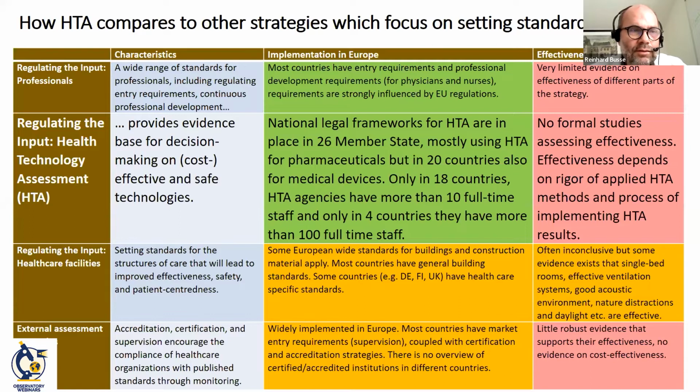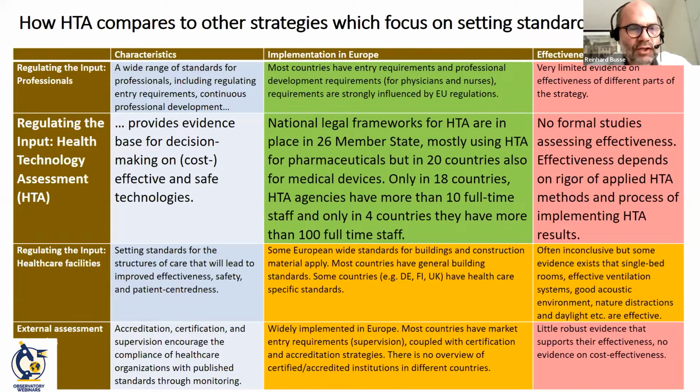In the first block, the block on setting standards, where HTA is sorted, we only basically look here at the HTA line. So this is in very short. I mean, it's a whole chapter, and I'm only highlighting some issues here. So the characteristics of the HTA strategy to improve quality of care is that it provides the evidence base for decision making on cost-effective and safe technologies. I come back to that in a minute. And we looked at how far we are in Europe, and I'm interested whether our little poll here reflects this.